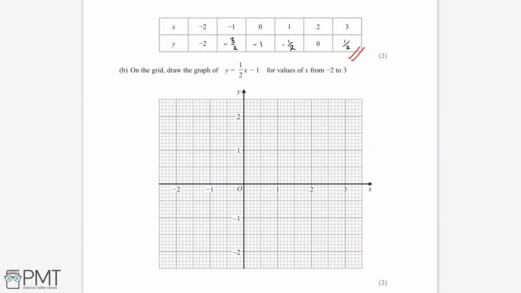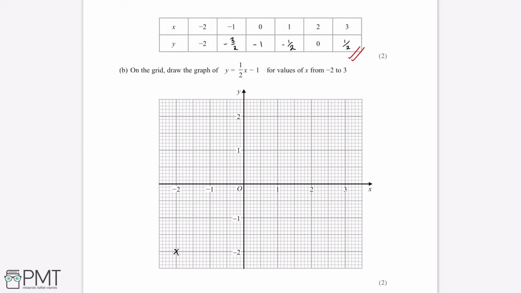On the grid, draw the graph of y equals a half x minus 1 for all of the values of x from -2 to 3. So what we're going to want to do is we'll want to take both the x and y value from this table and then mark that point on this grid. So if we start off with when x equals -2, y equals -2. So we'll want to go -2 from the x-axis and then -2 down the y-axis. And our point should be here.